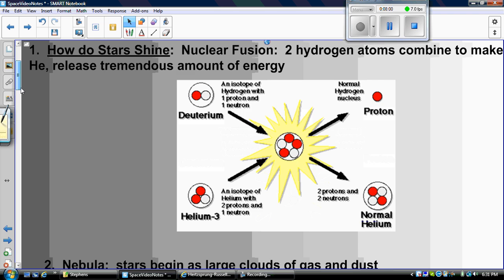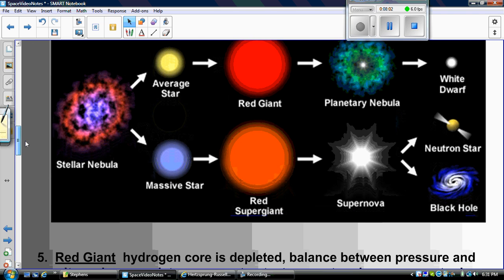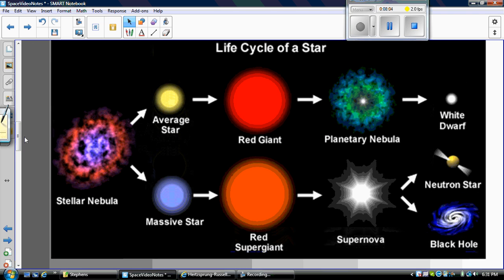Okay. So let's go back, and you're going to want to make sure you draw this life cycle in your notes, because that's our target. We've got to be able to look at an average size star, and you should be able to tell me what it turns into, a larger star, what it will turn into, and explain those steps. So let's go into the different parts.